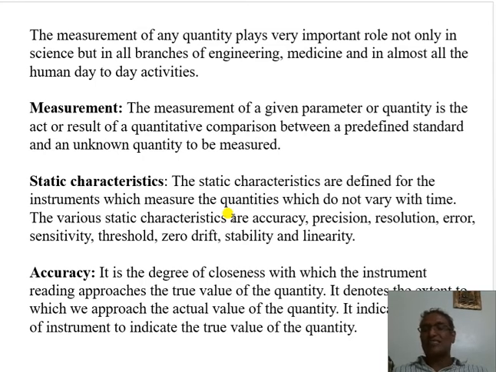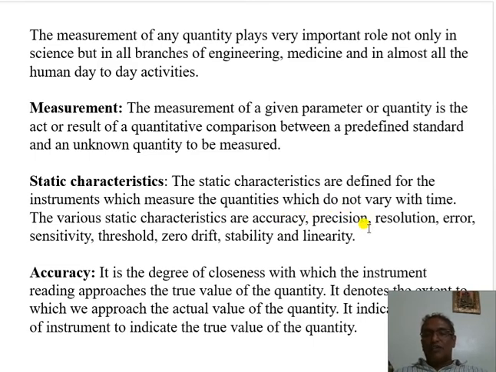There are different static characteristics of a measurement device. They are fixed; they do not vary with time. Static characteristics are defined for an instrument which measures a quantity that does not vary with time. The various static characteristics are accuracy, precision, resolution, error, sensitivity, threshold, zero drift, stability, and linearity. But we are going to study some of these static characteristics of the device.